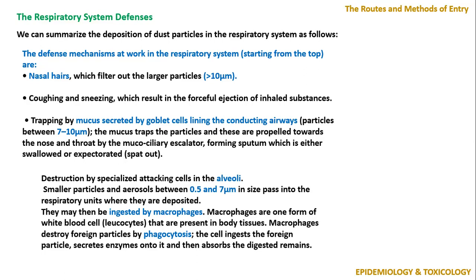They may then be ingested by the macrophages. Macrophages are one form of white blood cell, leukocytes, that are present in the body tissue. Macrophages destroy the foreign particle by phagocytosis. This is the method where the cell ingests the foreign particle, secretes enzymes onto it, and then absorbs the digested remains.